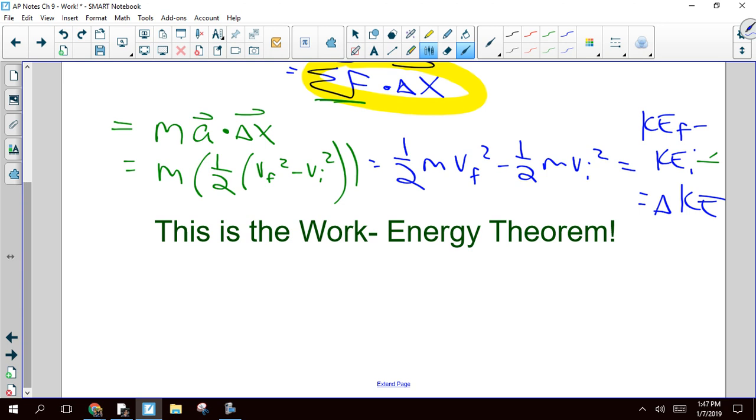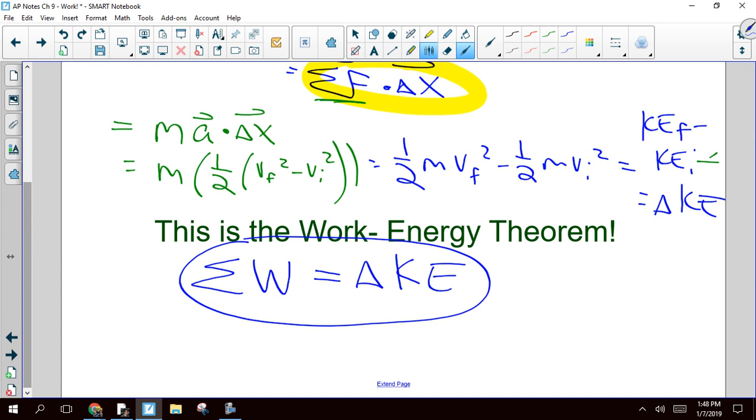All right, here's what we just learned. We learned that the net work on an object, or the net work done to an object, is equal to the change in kinetic energy. Okay? The net work is equal to the change in kinetic energy. This is the work-energy theorem, also sometimes called the work-kinetic energy theorem. Okay?